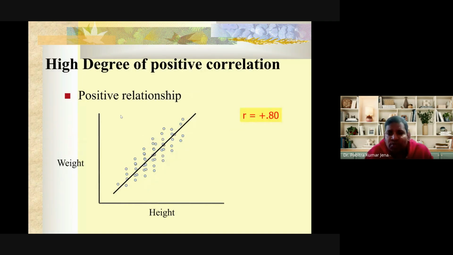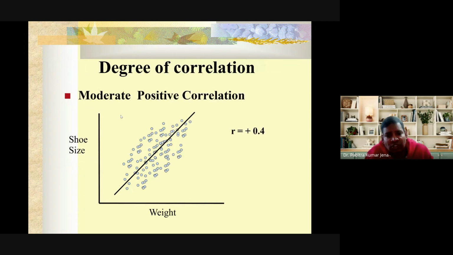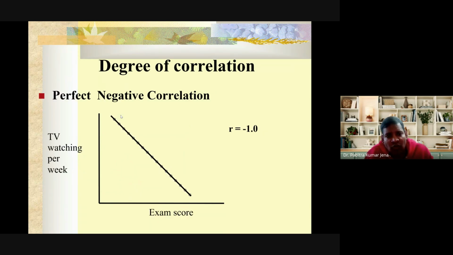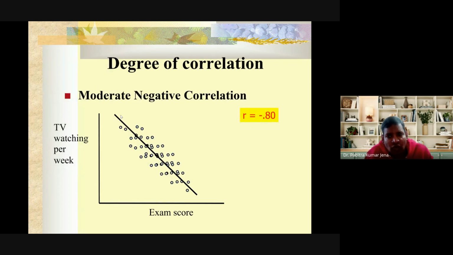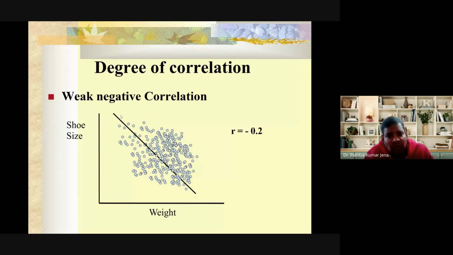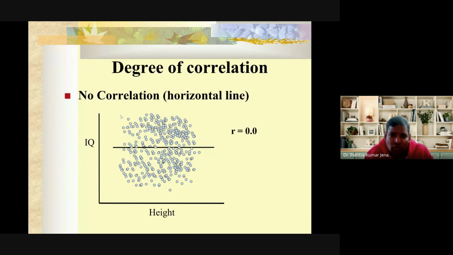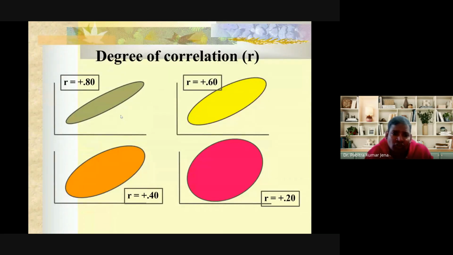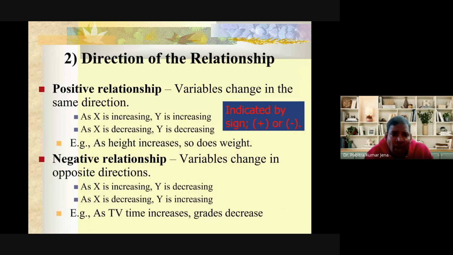When R equals 0.80, they have a positive correlation. When 0.4, moderate positive correlation. When equal to -1, there is a perfect negative correlation. When -0.8, negative correlation. When R equals -0.2, weak negative correlation. When R equals 0, no correlation. So from this scatter diagram, the movement, you can assess the degree of correlation. That is one method.